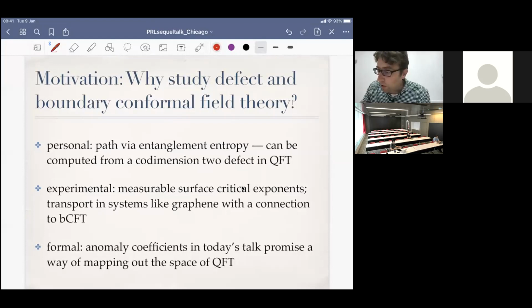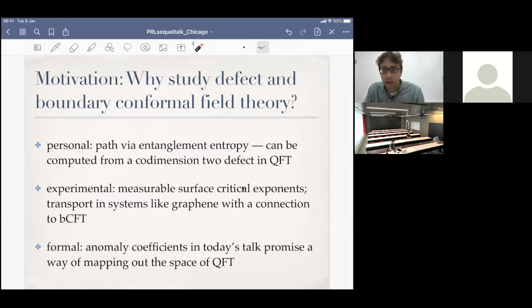But then there are broader reasons to think about this too. There are clear experimental reasons to think about boundaries and defects. There are measurable surface critical exponents you can get by looking at these kinds of theories. You can also begin to ask very interesting questions about transport in these systems that maybe are not exactly graphene, but that are very close to graphene.